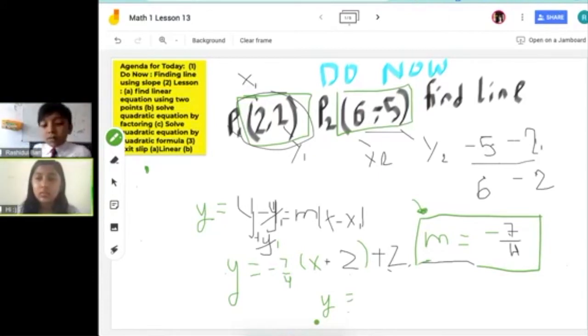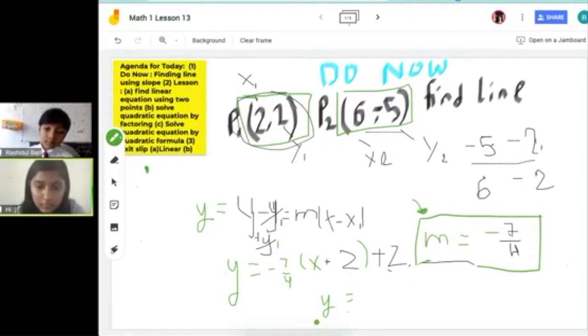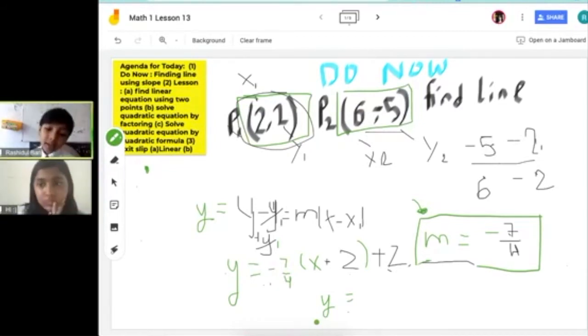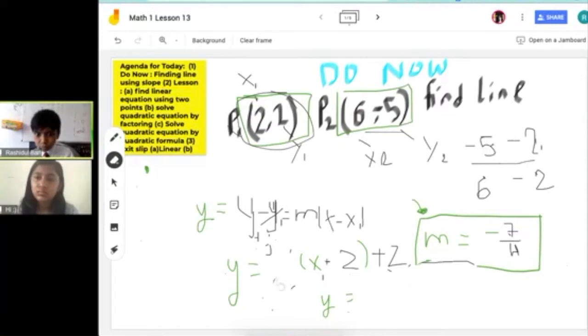Can you please say that again? So what is negative 7 divided by 4 times x plus 2? Negative 7 divided by 4 x plus 2. We can use the distributive property. No. We can't do that. It's in the process of multiplication, so it's invalid to do that. So you want to multiply negative 7 over 4 by x plus 2. So you want to multiply those two things together. So 7 over 4 times. So you can use your distributive property skills.